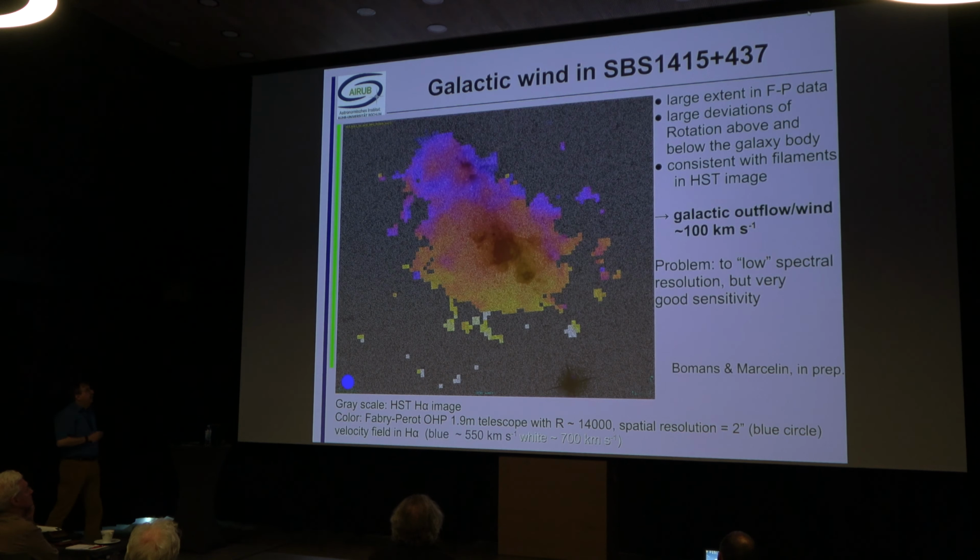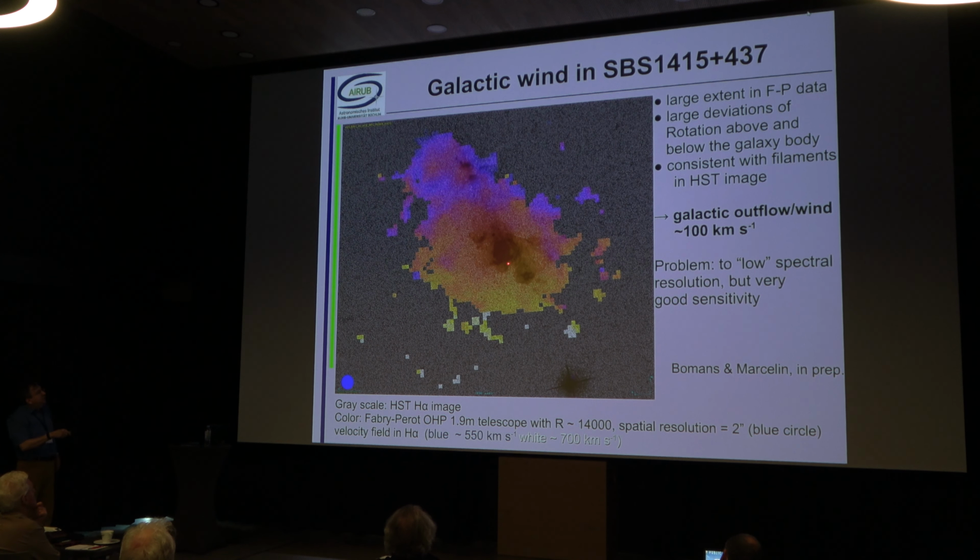Or here, for a dwarf galaxy, we have in the background the HST image, and this is a Fabry-Perot data cube which we analyzed together with Michel Marcelin, and we see the velocity field. We clearly see, first, it is more extended than the HST, but the important thing is the velocity is not a simple velocity field, but we have deviations here and here. One here, here. Rotation runs in that direction, and we have also some deviations here.